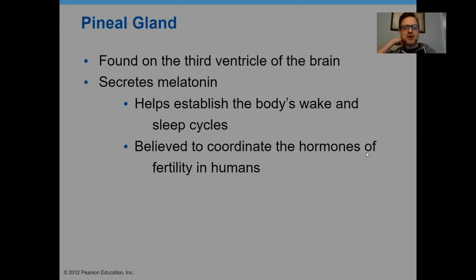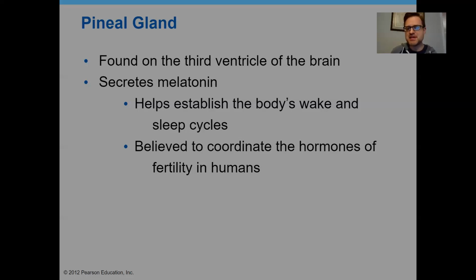So the pineal gland, we're going to hit this one very, very briefly. The pineal gland is a very small gland in your brain. It's part of the third ventricle, which was around the thalamus, if you remember that from chapter 7. Your pineal gland secretes more than just melatonin, but melatonin is the only one that we're going to discuss for our purposes.